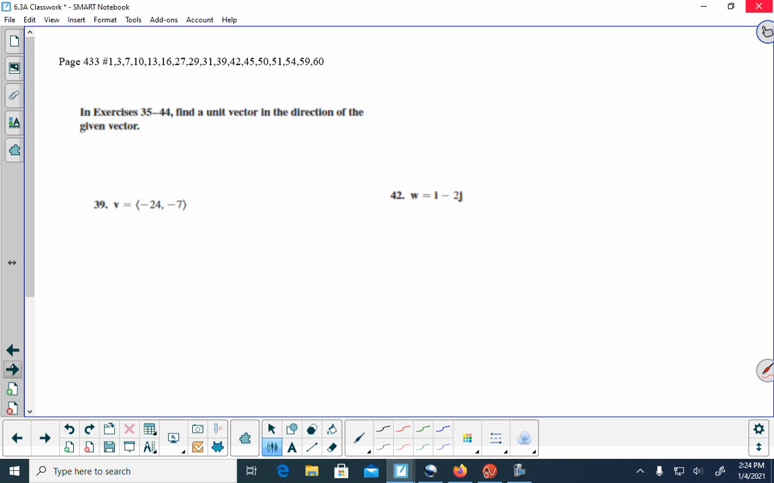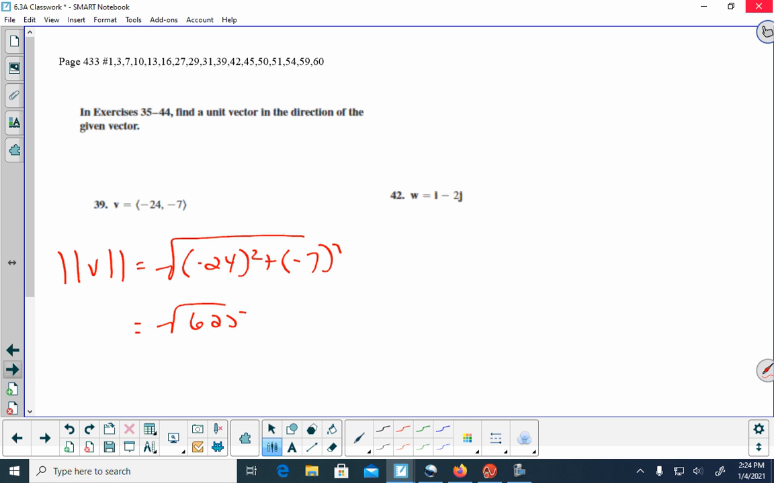So the first thing I'm going to have to do is find out how long this vector is to begin with. So I want to find the magnitude of vector v, and I'm going to do that by taking the square root of negative 24 squared plus negative 7 squared. Make sure when you're squaring a negative that you put in parentheses or you know that it's positive. This ends up being the square root of 625, which is 25. So right now the magnitude of this vector is 25 units.